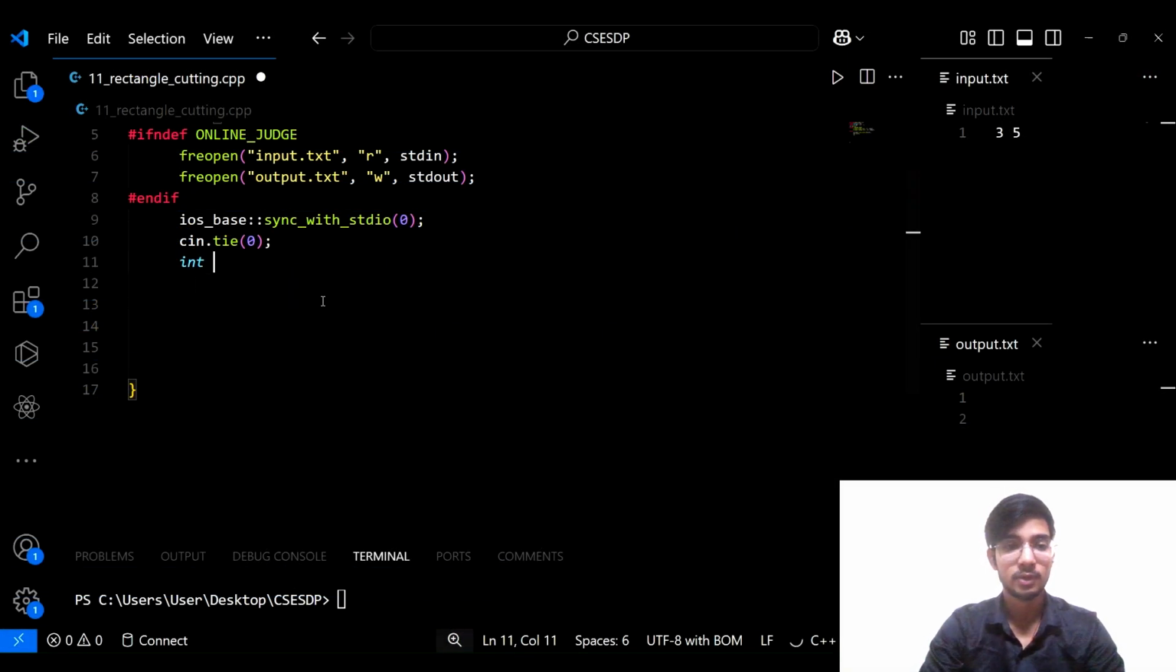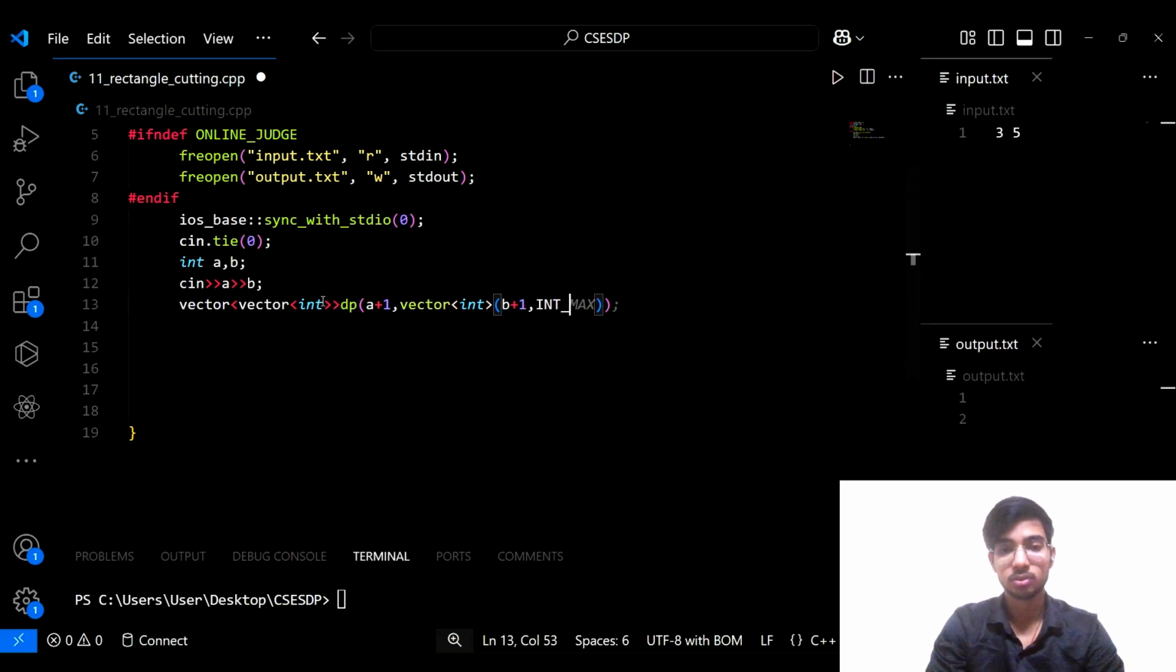Let's try to code it. We have an a cross b grid, right? So cin a, b. Then we have to define a vector of int dp of size a plus 1, vector of int b plus 1, comma b plus 1, comma int max. We have to define it with some maximum number such that we are able to update it with some minimum, right? So next we have to do our transition.